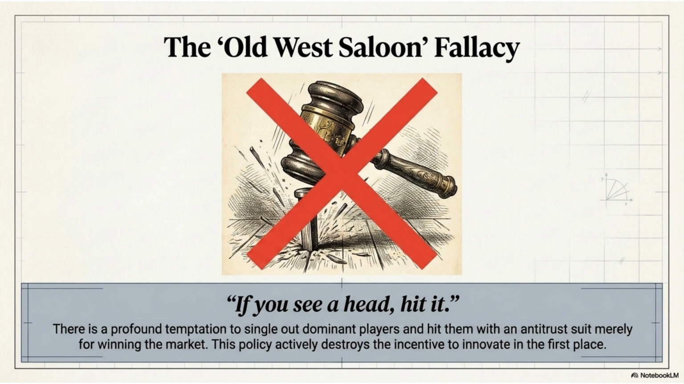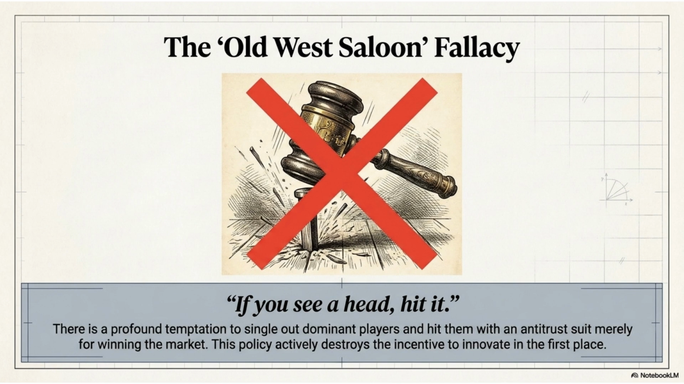Because hitting whoever pops their head up destroys the incentive to innovate in the first place. If you establish a rule that achieving massive global success guarantees the government will spend a decade trying to tear your company apart, why would anyone take the risk? Exactly. Venture capital dries up. The rational strategy just becomes engineered mediocrity. Keep your head down, make minor updates, but whatever you do, don't invent the next revolutionary platform. Because becoming too successful makes you a target.